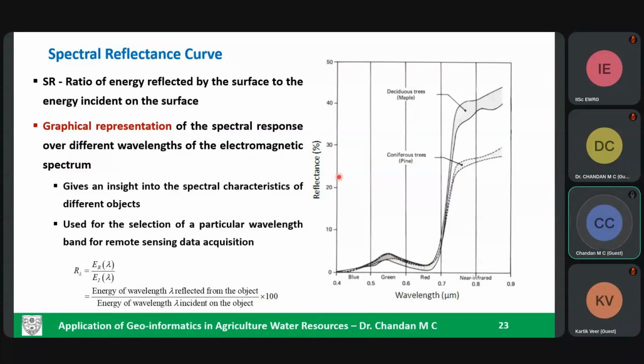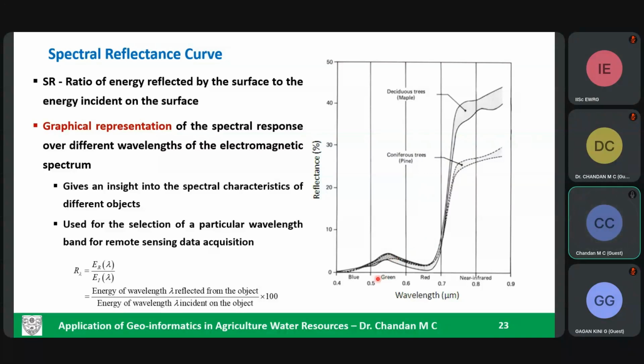Now, if you see this graph on the right, in the visible region, there are two types of trees. One is deciduous trees, for example, the Indian Ashoka tree, Aladamara, we call it in the local terms. We can take a deciduous tree and a coniferous tree, which is sort of like a Christmas tree. From a satellite, both of them are the same.